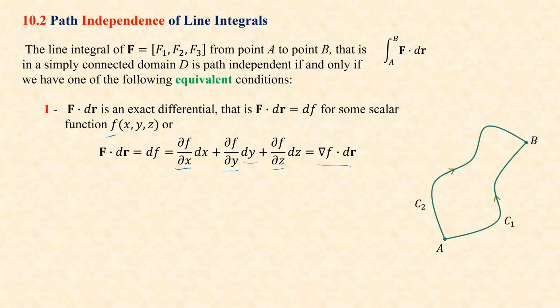All right, which shows you that saying f dot dr is an exact differential is the same as saying that f can be written as the gradient of a scalar function, which is our second condition. If f is a gradient of a scalar function.